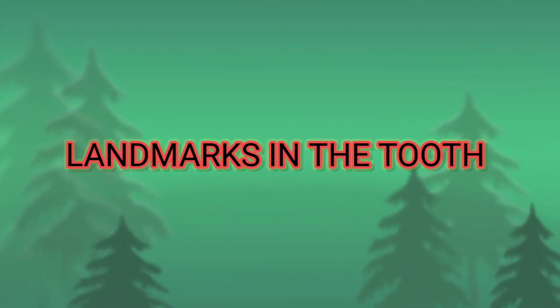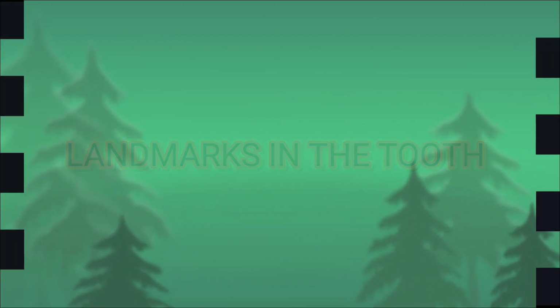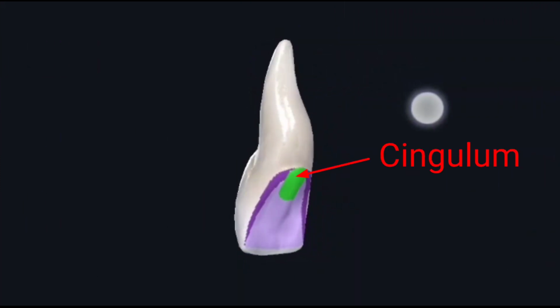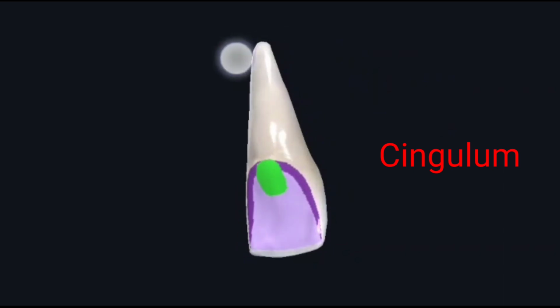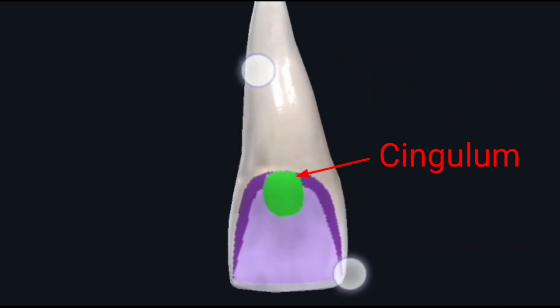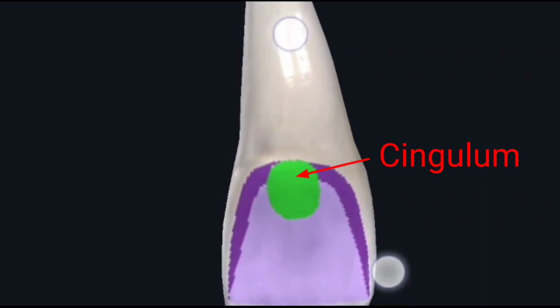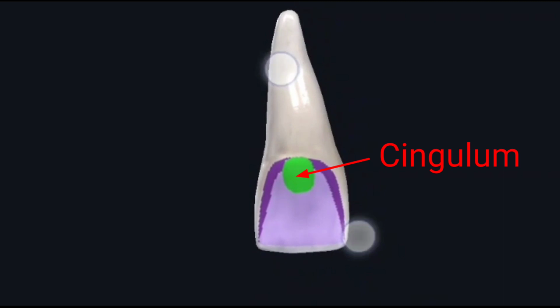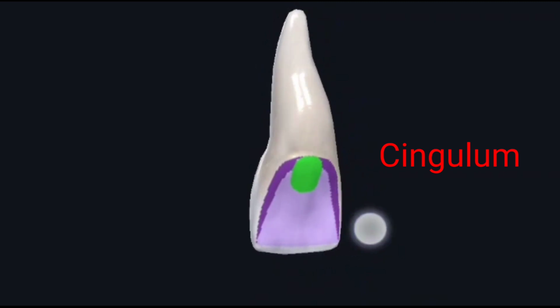Next comes the landmarks in the tooth. Cingulum. It is the smooth convexity found along the lingual surface of the maxillary central incisor tooth. It is located within the cervical third of the lingual surface of the crown, inferior to the cervical line and superior to the lingual fossa.